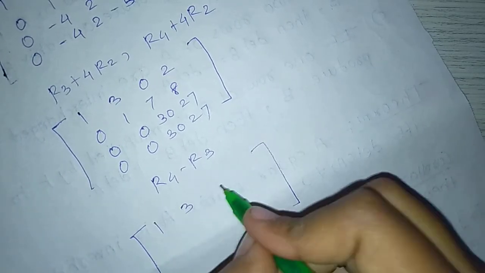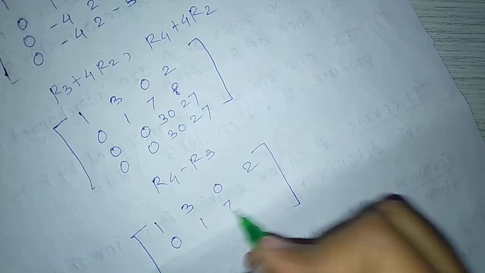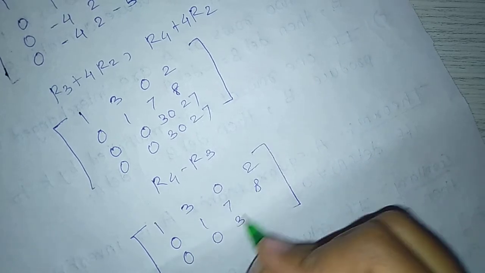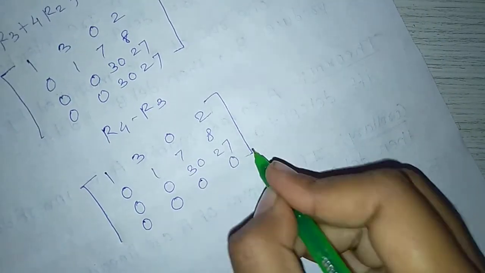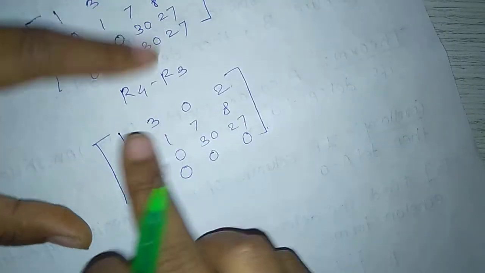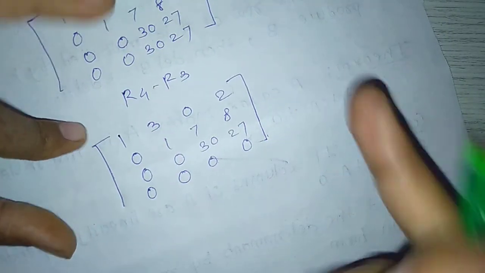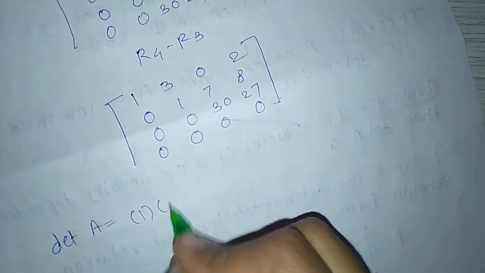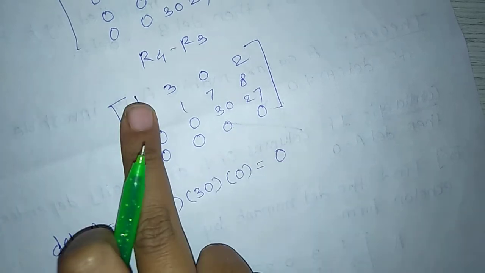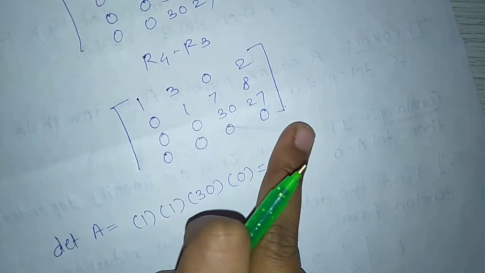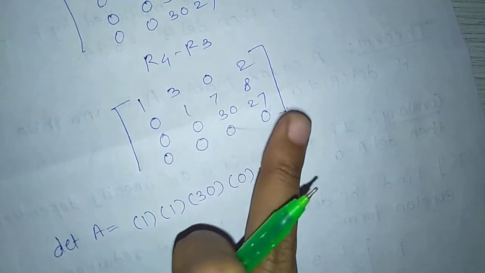First three rows as they are: 1 3 0 2, 0 1 7 8, 0 0 30 27, 0 0 0 0. So this is nothing but the upper triangular matrix, meaning this is a triangular matrix. So determinant of A equal to the product of diagonal entries, 1 into 1 into 30 into 0 equal to 0. Diagonal entries are 1, 1, 30, 0.